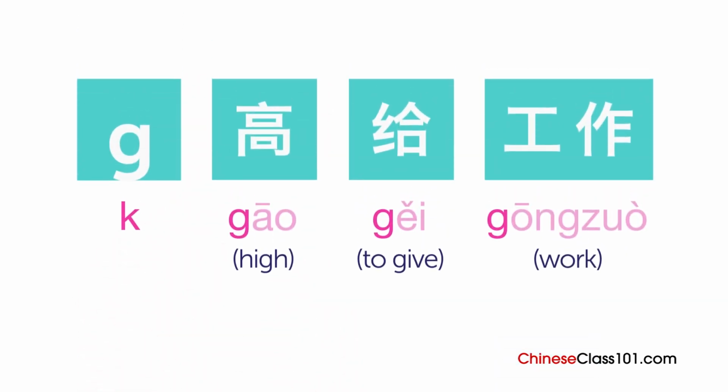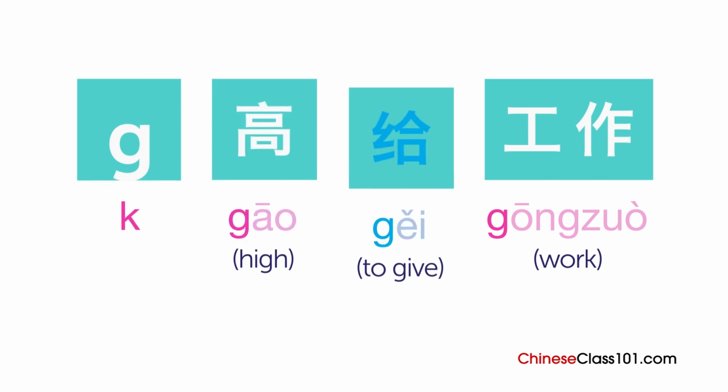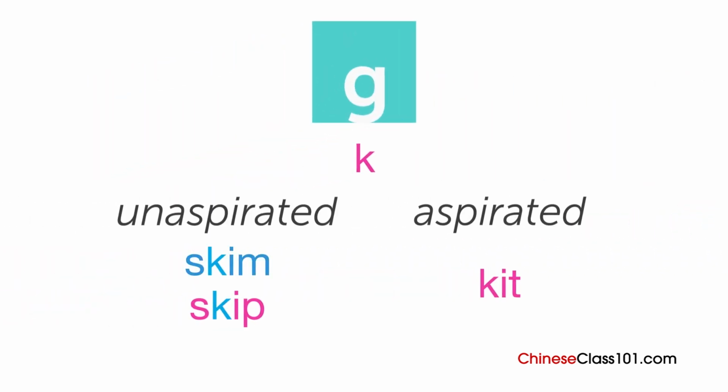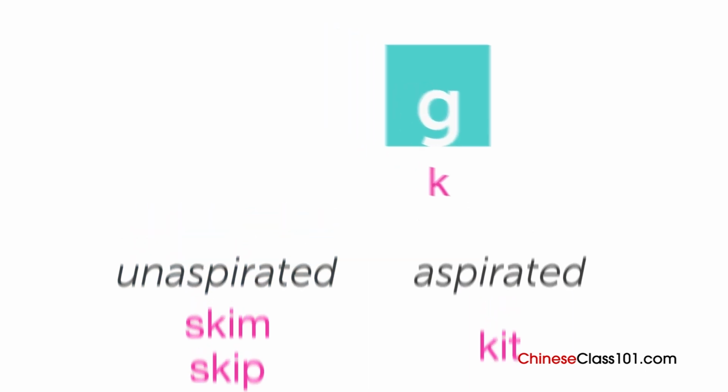The next consonant is g. 高给工作. Like the K in the word skim or skip. Be very careful with this sound though, because it's not like the K in kit, for example. The K in skim doesn't have a burst of air at the end of the sound, whereas kit does. Sounds that have a burst of air are said to be aspirated, while sounds that do not have a burst of air, like this one, are unaspirated. Unlike English, Chinese differentiates between aspirated and unaspirated sounds, so be careful of this.